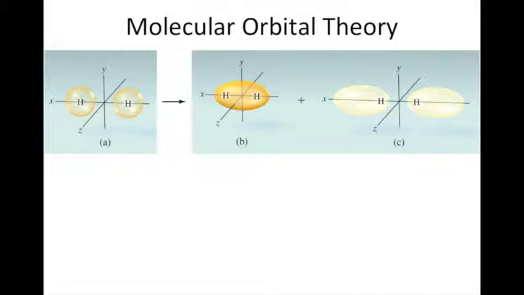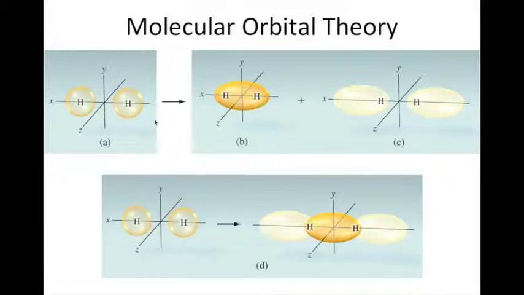Here, instead of just the two orbitals overlapping, the atomic orbitals form brand new molecular orbitals, and the electrons are free to move not just around the atoms, but anywhere around the molecule, either in the bonding or in one of our antibonding orbitals. So this is one bonding molecular orbital. This is one antibonding molecular orbital. We'll discuss those next.